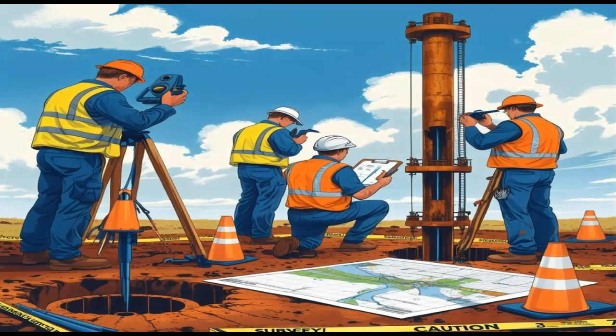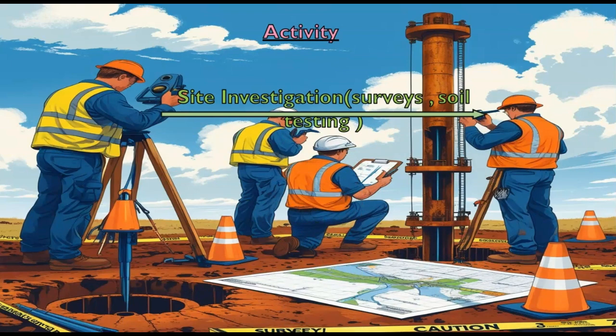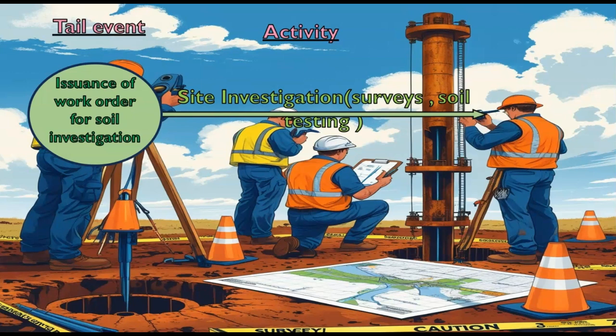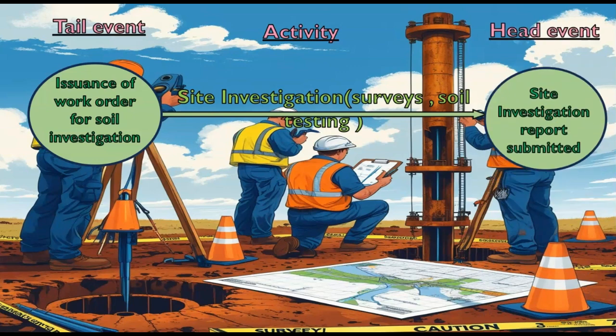Let's look at each of these activities and the tail events and the head events associated with each of these. The first activity is site investigation, where survey is conducted and soil testing is done. The tail event for this activity will be issuance of work order for soil investigation. Only after this issuance the activity can be performed, so that is the tail event. And the head event for this activity is the site investigation report submitted. So after the activity is completed, the site investigation report is prepared and submitted. So that marks the head event for this activity.